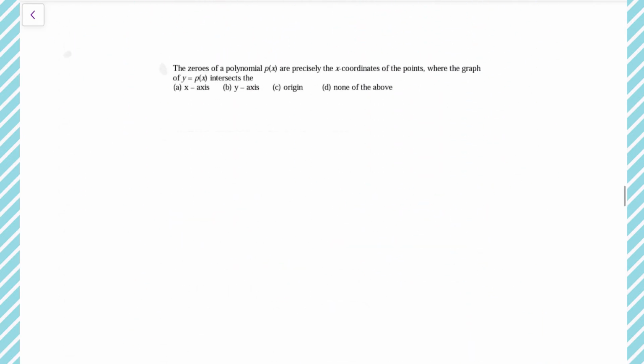Next, the zeros of a polynomial p of x are precisely the x coordinates where it intersects. Just now only I said one graph related question. If the graph is touching the x-axis, then only it will be considered as having some zeros. So definitely it needs to touch the x-axis. Intersecting is nothing but touching.